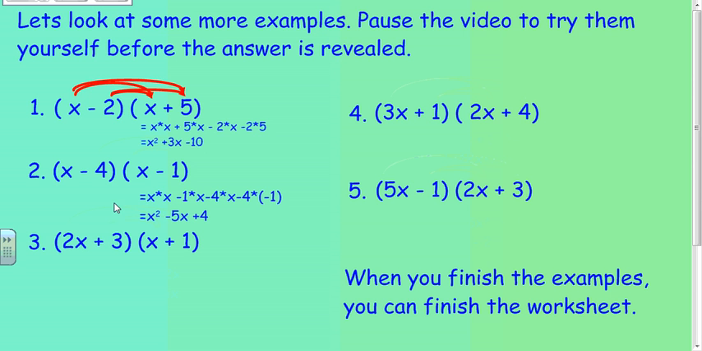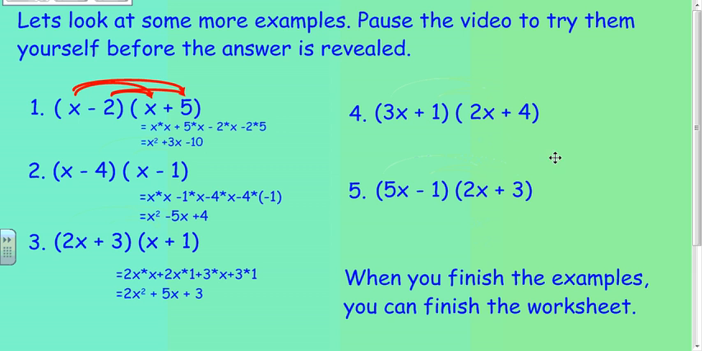Try number 3. Pause the video and try it before revealing the answer. Okay, now that you've tried it, here is the answer. We have, instead of just x plus 3, we have 2x plus 3 this time. So 2x times x is 2x squared, 2x times 1 for outside, 3 times x for inside, and 3 times 1 for last. So our end result is 2x squared, then 2x times 1 is 2x, 3 times x is 3x, add those together, we have 5x, and then 3 times 1 is simply 3.